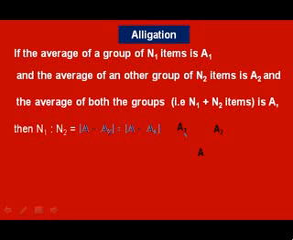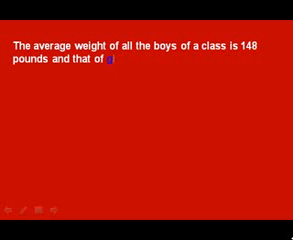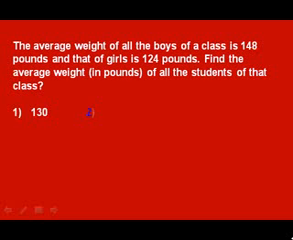So let's see what we can get here, or we can draw it in terms of this diagram as well. So this here is nothing but n1, and this here is nothing but n2. Now let's move ahead and see how we can solve questions using this method. So let's see this question here.